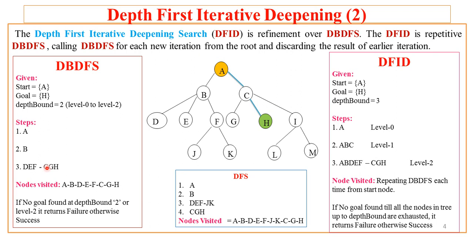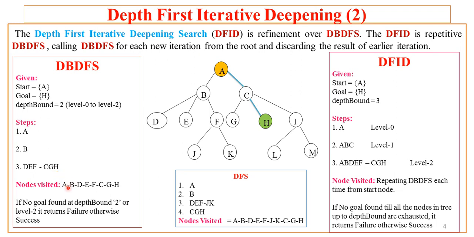So C, is this a goal? No. So it will call MoveGen, because the level of C is 1, which is less than 2, that is the given depth bound. So it will then call G and check whether G is the goal. G is not the goal, then it calls the goal test function for node H. H is the goal, so it stops here.